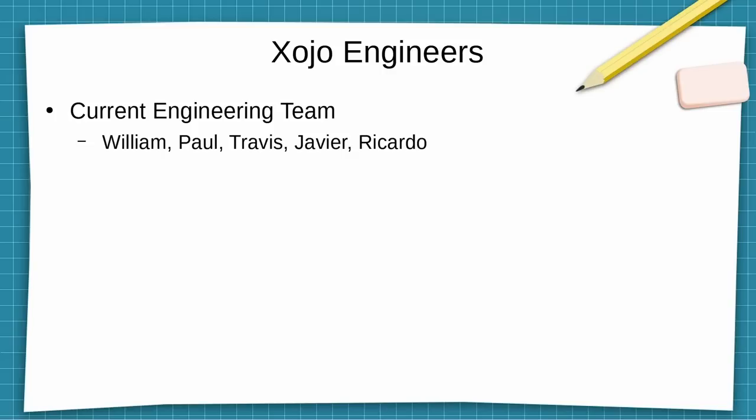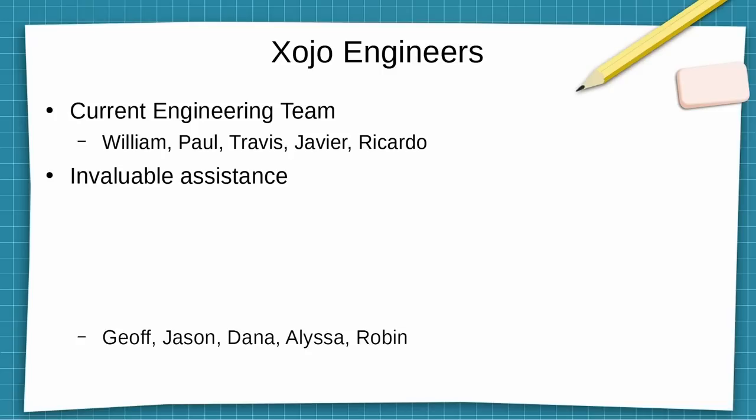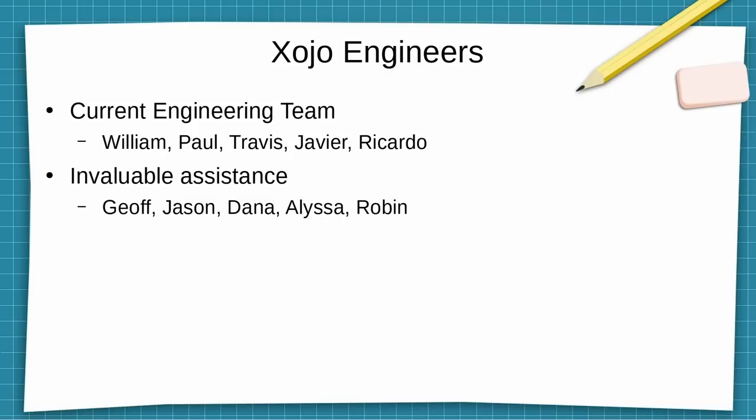William, me, Travis, Javier, Ricardo, we are the engineering team right now, but we have invaluable assistance from the others at Xojo who may not necessarily open up the Xojo source ever, but they make it so that we can get stuff done. That's Jeff over there, and Jason, who is not here, sadly. Dana and Alyssa are probably outside, and Robin is sitting there making sure that what we actually do works most of the time.